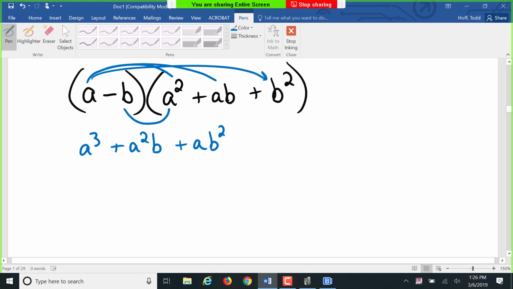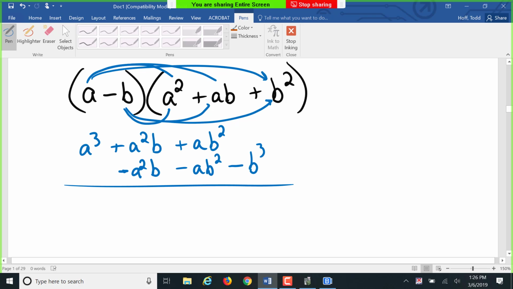Negative b times a squared, negative a squared b. Negative b times ab, negative ab squared. And negative b times b squared, negative b to the third. If we add those up, we got a to the third. A squared b and negative a squared b cancels out. ab squared and negative ab squared cancels out. We have minus b to the third.